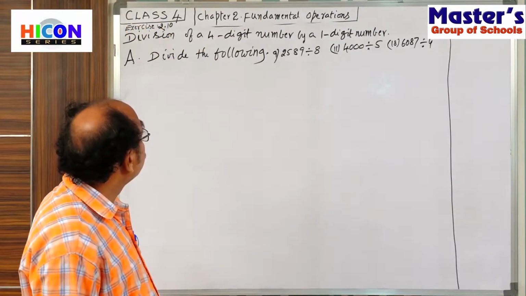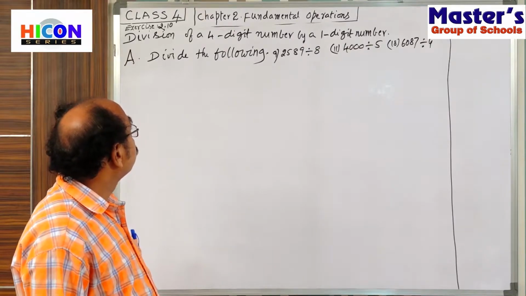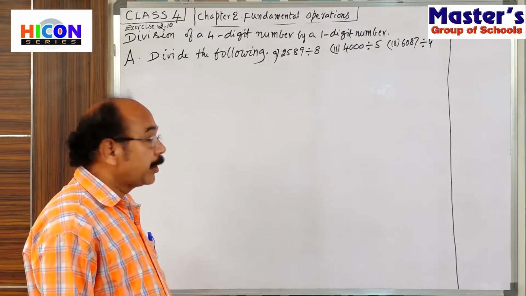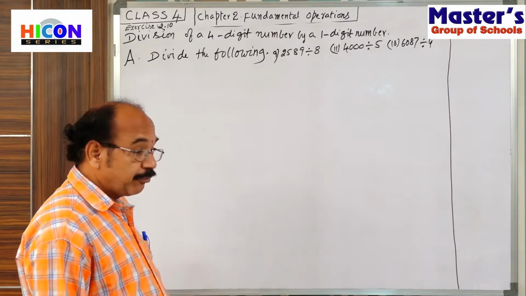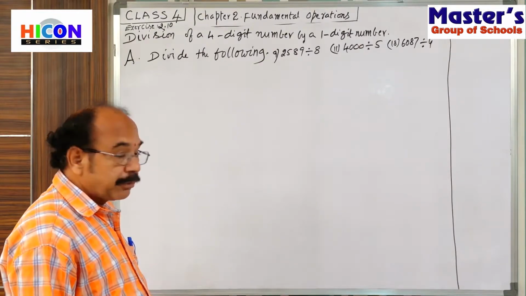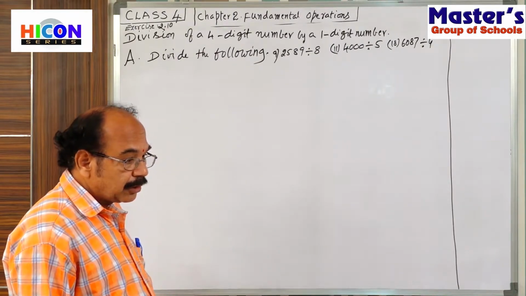Children, now we go for divisions. In that exercise 2.10, there are some division problems: division of a 4-digit number by a 1-digit number. Okay, this is the model.